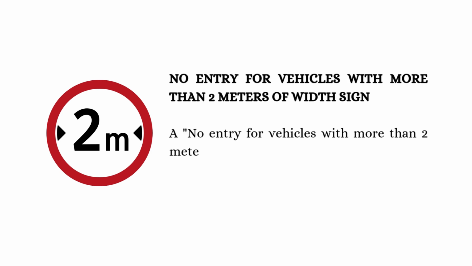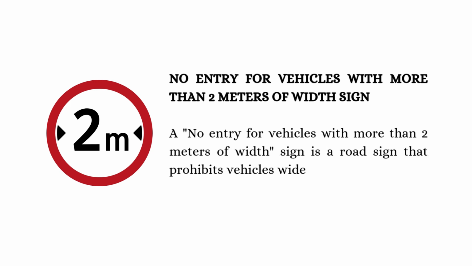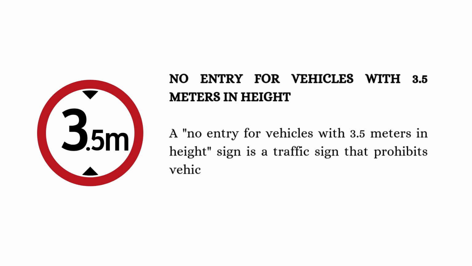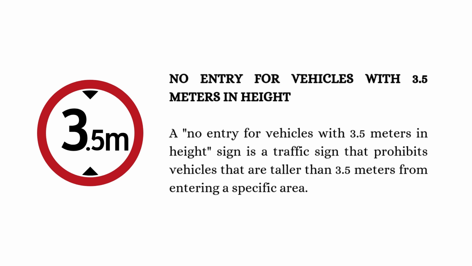No entry for vehicles with more than 2 meters of width sign. A no entry for vehicles with more than 2 meters of width sign is a road sign that prohibits vehicles wider than 2 meters from entering a certain area. No entry for vehicles with 3.5 meters in height. A no entry for vehicles with 3.5 meters in height sign is a traffic sign that prohibits vehicles that are taller than 3.5 meters from entering a specific area.